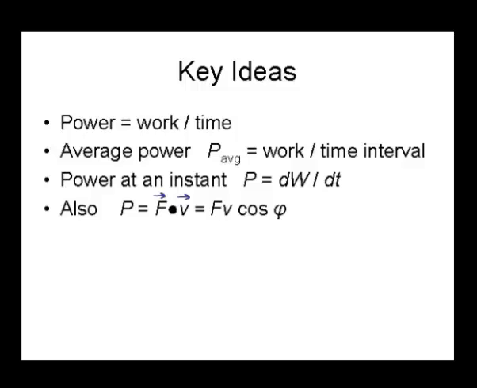We can also write the instantaneous power as the dot product of the applied force and the velocity of the object just then. And this is the way we can expand a dot product: magnitude of F, magnitude of V, cosine of the angle between those two vectors. And that's it for this little video.